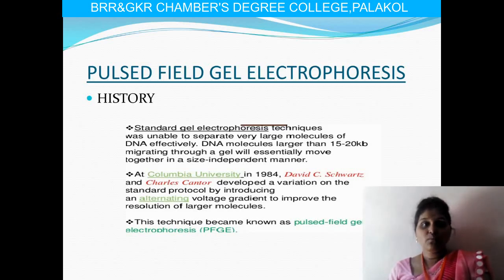Here the migration will occur, and the fragments essentially move together based upon size. At Columbia University in 1984, David C. Schwartz and Charles Cantor developed a variation on the standard protocol by introducing an alternating voltage. Alternating voltage means we use a normal voltage, then suddenly we use another, higher voltage. This technique became known as pulsed field gel electrophoresis by using these two different or alternating forms of voltages.